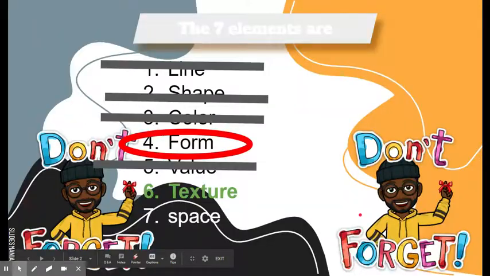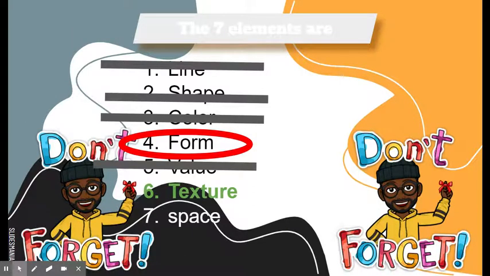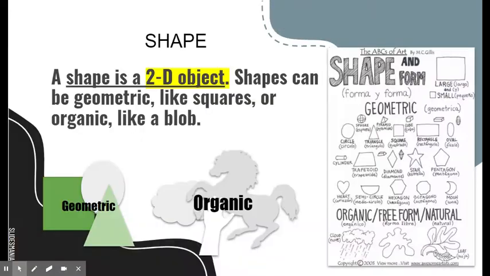But we'll get more into that later. But again, I'm going to go back over this presentation one more time. It's pretty fast. All right. So again, we're going to talk about form. We've already talked about line, shape, color, value. Today, let's focus on form. Now, form is a 3D shape.